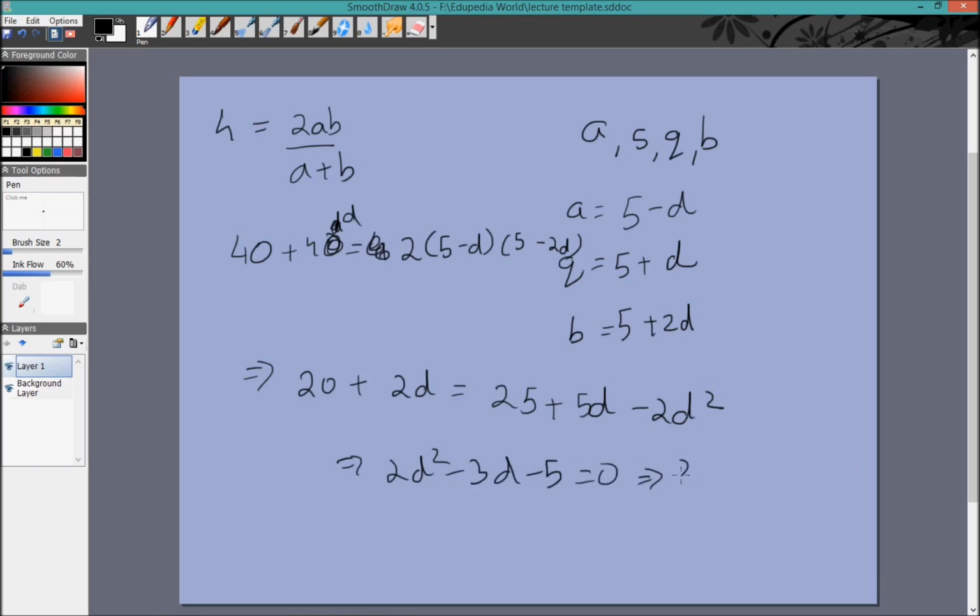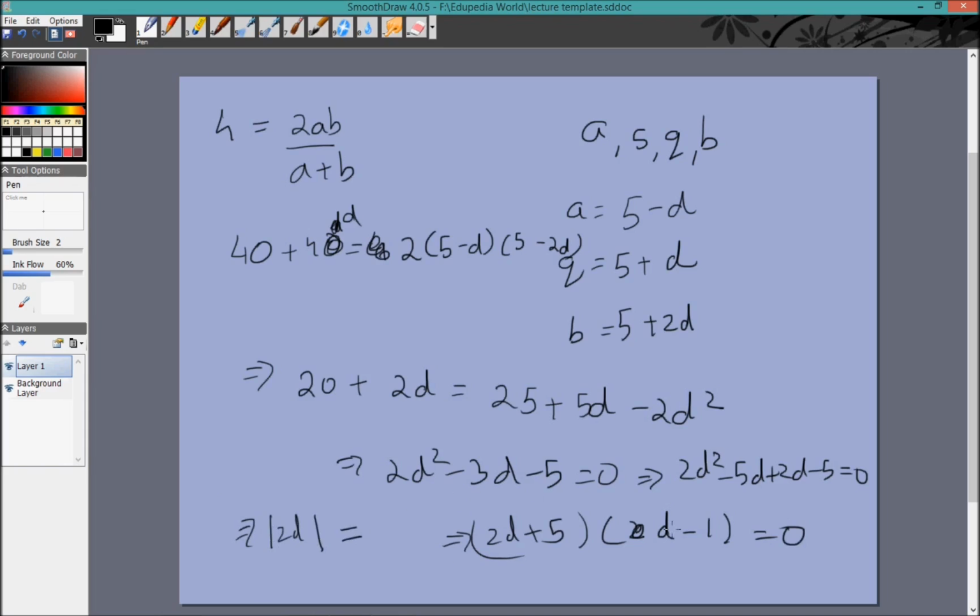which I can split as 2d square minus 5d plus 2d minus 5 equal to 0, which gives me 2d plus 5 multiplied by d minus 1 equals 0, which means now we need the difference between q and a, which is mod of 2d, right? So if d can be 1 or 5 by 2, 2d can be 2 or 5. So the answer is 2 or 5. That means for option D, the answer is Q and T.